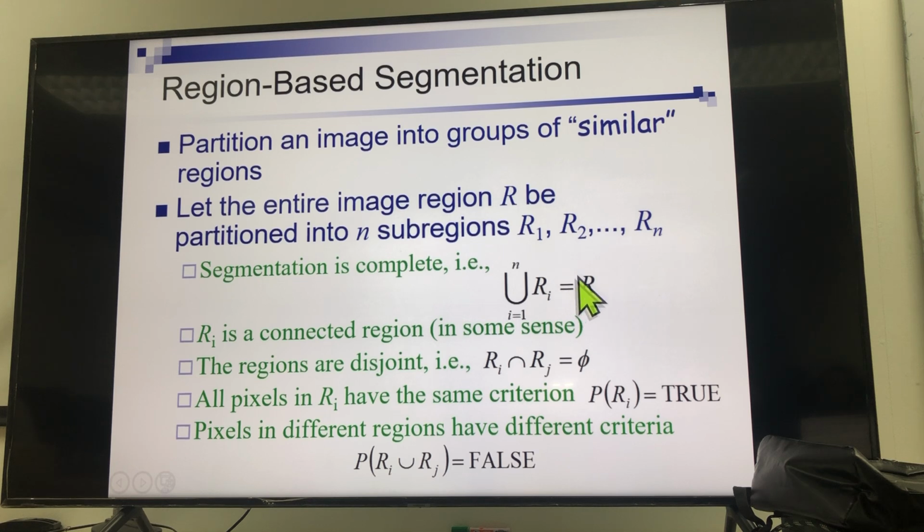So in this case, when you do sub-images here, there will be no overlapping. That means the regions are disjoint: Ri intersect Rj has to be empty. So there are no overlapping regions. All pixels in Ri have to have the same criteria, and for different Ri and Rj, their union has to be false. So different regions have to have different criteria. This is the definition of region-based segmentation.